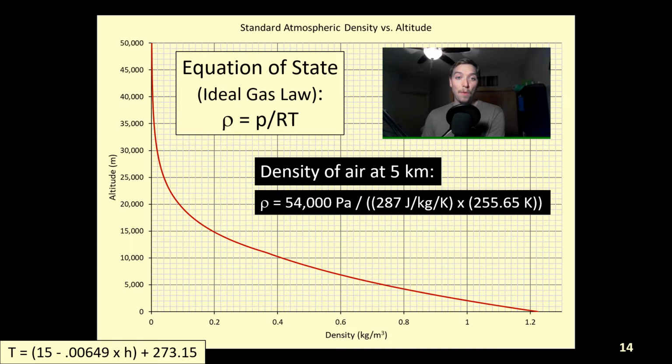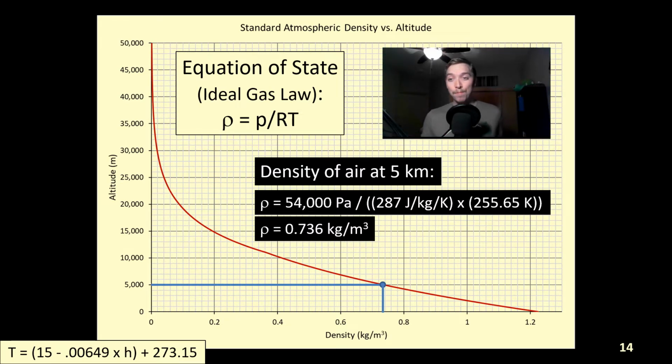All right, so 54,000 pascals divided by 287 joules per kilogram per Kelvin times what we'd get here, about 255.65 degrees Kelvin. We can look here. You get about 0.736 kilograms per cubic meter. All right, well, I hope you did.